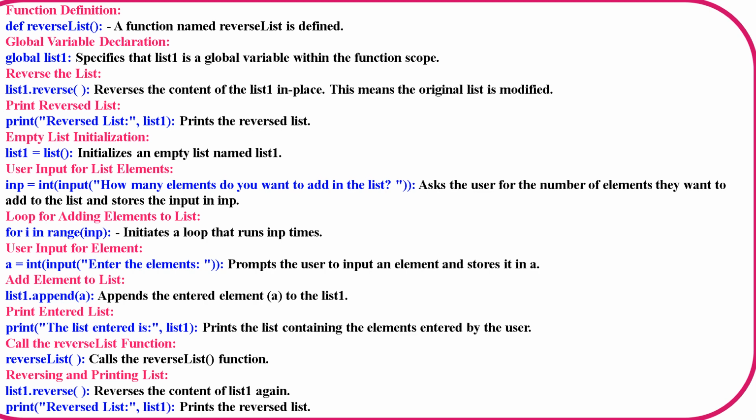User input for element. a equals int of input of, enter the elements. Prompts the user to input an element and stores it in a. Add element to list. list1.append a. Appends the entered element, a, to the list1. Print entered list. print, the list entered is, list1. Prints the list containing the elements entered by the user.